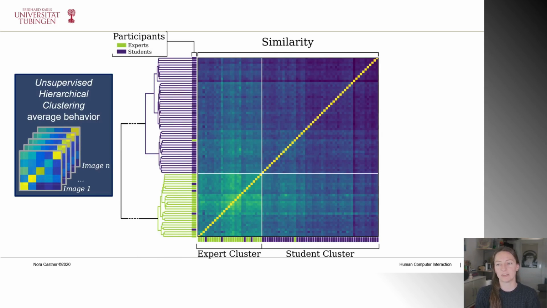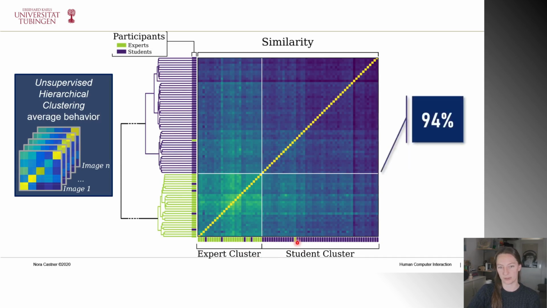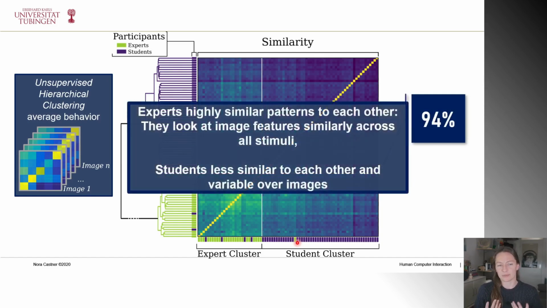Based on the similarity of subjects averaged over all images, we were able to get 2 distinct clusters using unsupervised clustering. A mainly expert cluster where only 4 students wound up, and a majority student cluster where only 1 expert was found to be in this cluster. This gives us about a 94% accuracy. And from this, we can say that experts have highly similar patterns to each other. Thus, they look at image features similarly across all stimuli, whereas students are less similar to each other, and they have much more variable gaze behavior over images.